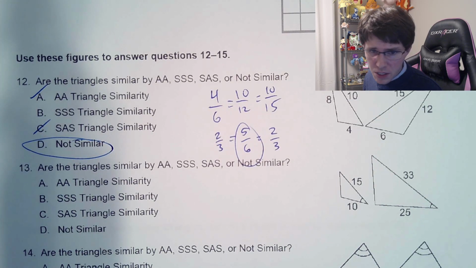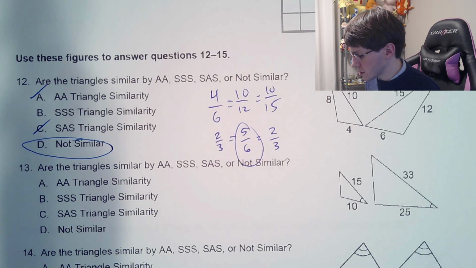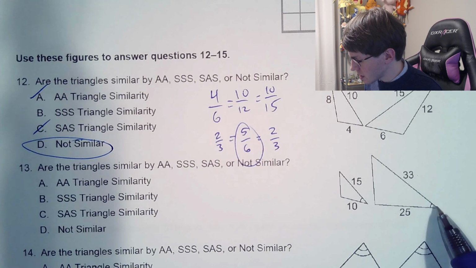Are the triangles here similar? So if they are similar to each other, it's guaranteed to be the side, angle, and the side.